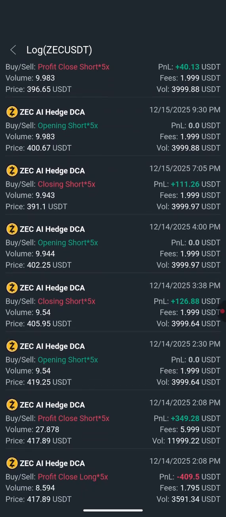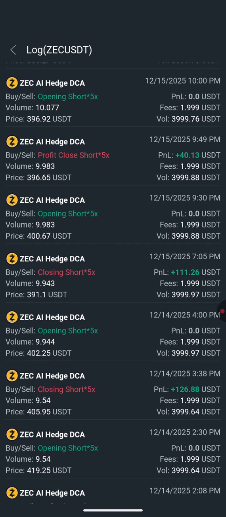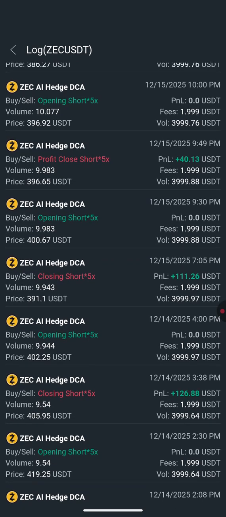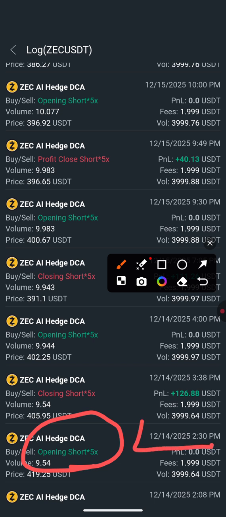You can see when the trades reset, it does not hedge immediately. You can see it only opened a short position. Okay, by 2:30 p.m. on the 14th, it opened a short position, and it closes the short position 3:30 the same day.